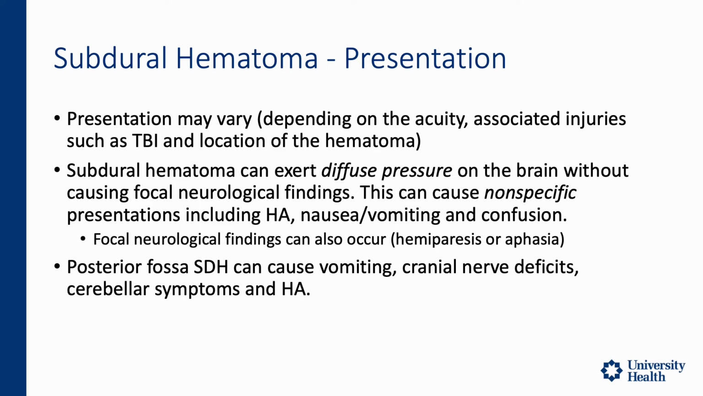Coming with a headache, you have a huge differential diagnosis for that. Nausea and vomiting, confusion, there's a huge differential diagnosis versus like a focal neurological finding. You can basically pinpoint that the reason for that is something intracranially that's happening in the brain. And then you can have posterior fossa subdural hematomas. And usually these can cause vomiting, cranial nerve deficits, cerebellar symptoms, and headaches.